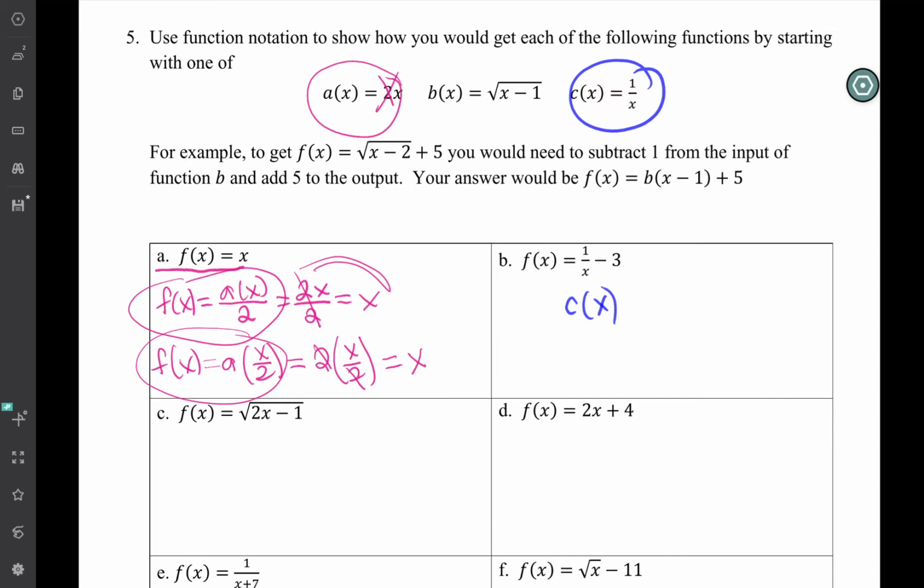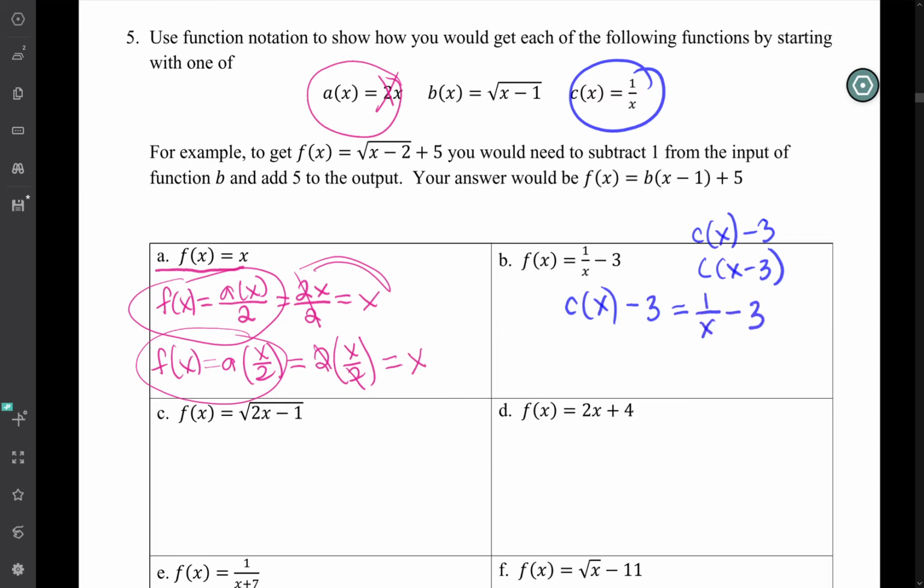So you can play around with things. I would hope that we can narrow it down fairly quickly to either something like this or something like this. And this is one of those things that I hope this question really helps you start distinguishing. So you can just try both. If we do c of x minus 3, that says take your output, 1 over x, and subtract 3, and that's exactly what we want. So I think first try we got that one.